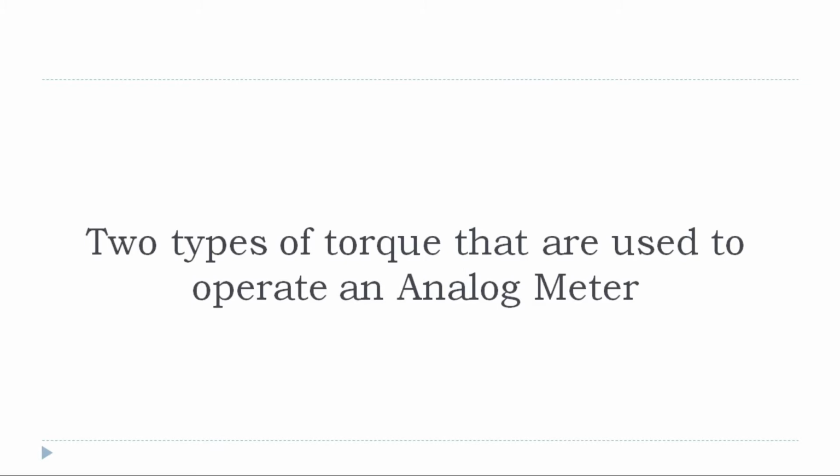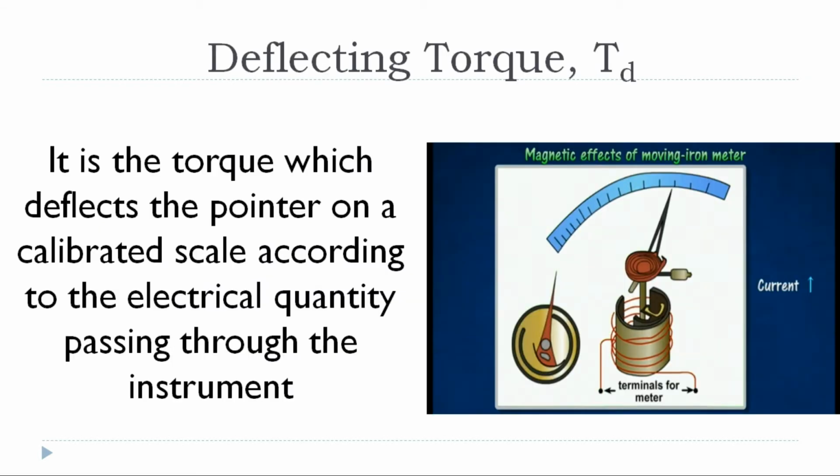Ito yung pinaka-importante. Kung wala itong dalawang torque, hindi gagana ang isang analog meter. So, first is the deflecting torque or T sub D. Ito yung torque na responsible to deflect the pointer on a calibrated scale according to the electrical quantity passing through the instrument. Ibig sabihin, ito yung responsible para pagalawin yung pointer natin.